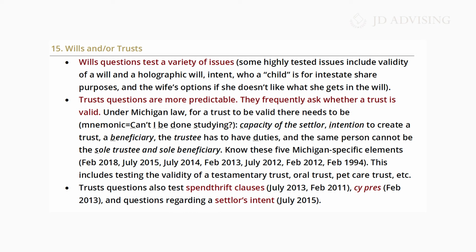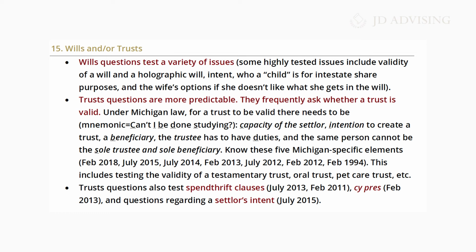So things like validity of a will, a holographic will, who is a child for intestate share purposes, what are the wife's options if she doesn't like what she gets in the will? Maybe she's left out of the will, or she gets $1 out of someone's $1 million estate or whatever. These tend to come up over and over again in wills questions. Wills can be tricky, but it is kind of predictable.